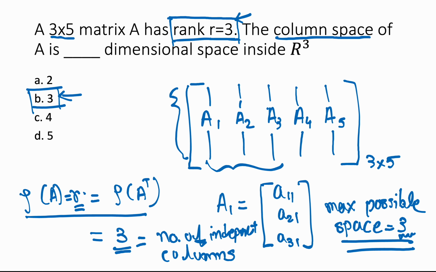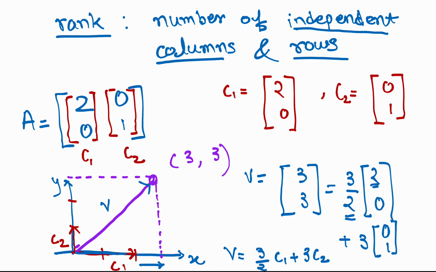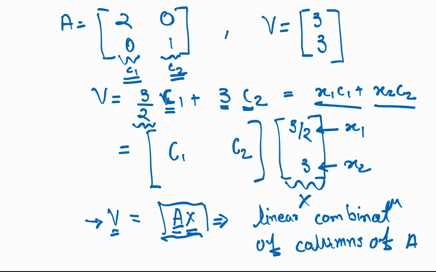Okay, we'll see the next one, in which the matrix A was a 3 by 5 matrix and the rank was given to be 3. So there are multiple things we should know. One is what rank is, then what the column space is, and how it is related to the dimensionality of the column space. In this case we saw that rank is the number of independent columns and rows.